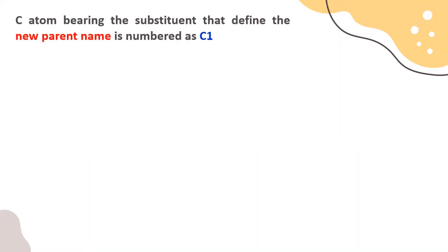So in other words, what we have discussed just now: the carbon atom bearing the substituent that defines the new parent name is numbered as carbon number 1. And we're going to do this based on priority. If you look over here, we have two different functional groups. We have a hydroxyl group over here and, down here, a nitro group.